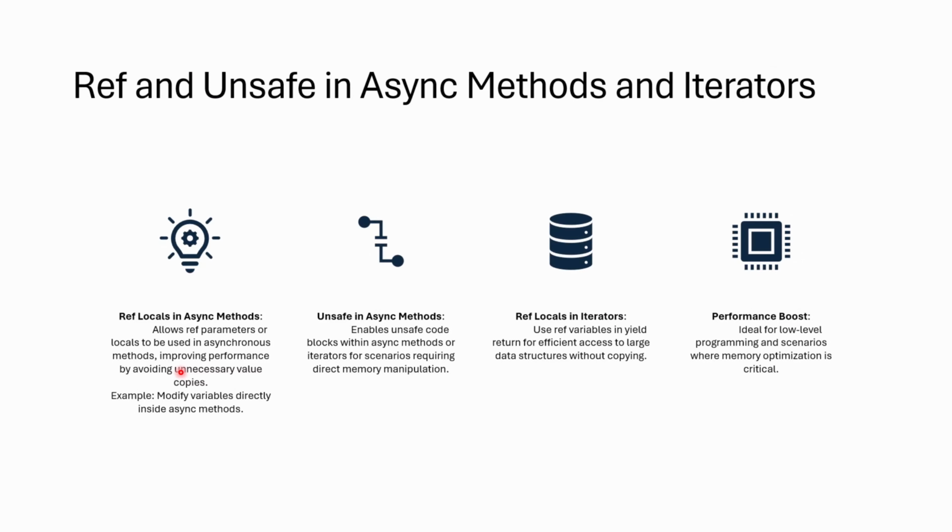Let's talk about ref locals in async methods. With C# 13, you can pass variables by reference into asynchronous methods. This avoids unnecessary copying of values, saving memory and improving performance.